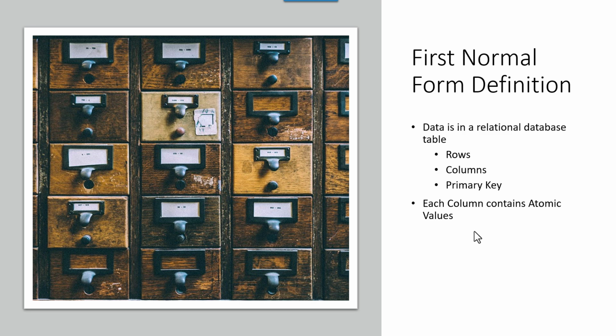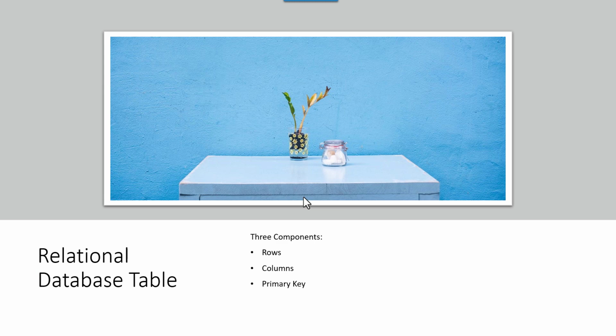And I think the key thing here to remember, no pun intended, is that the table has to have a primary key to make it a relational table. Also, each column within this table must contain atomic values. So let's go a little further into this and see what we mean by this. A relational table, again, has three components: the rows, the columns, and the primary key.